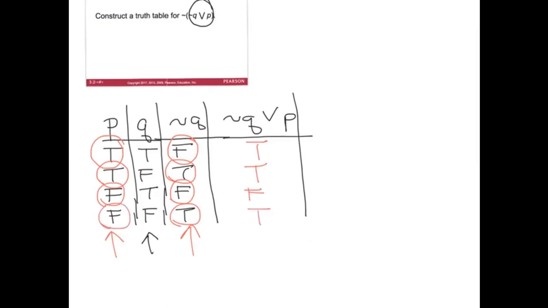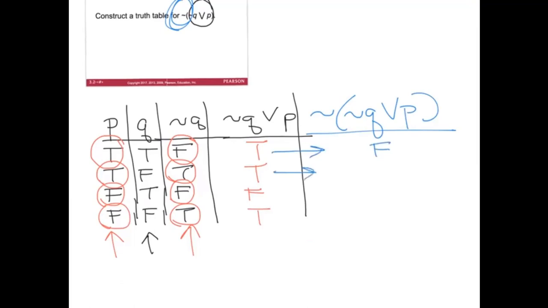Then I need to go one step further. I need to take what I just found and negate it. So I need to do the opposite of what I just found. So the final answer will be false, false, true, false. And you've just created a truth table.